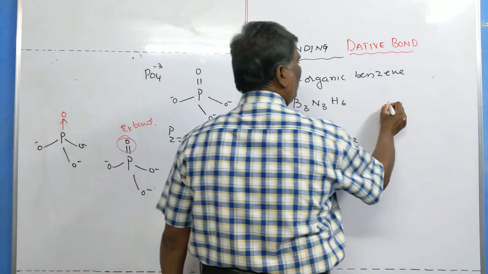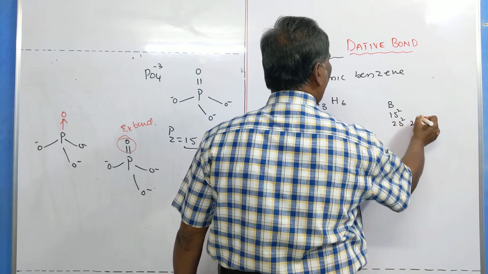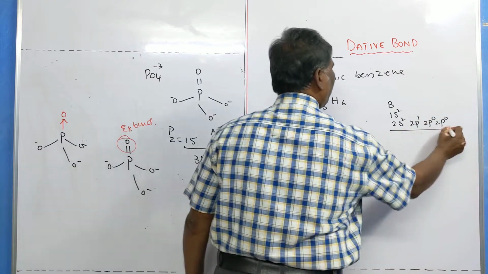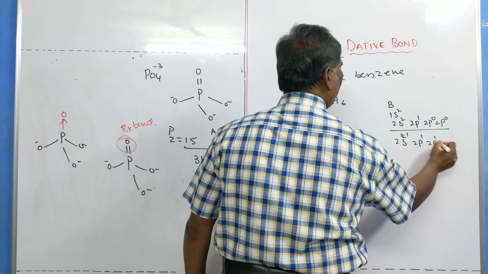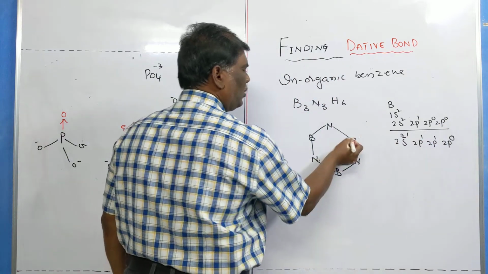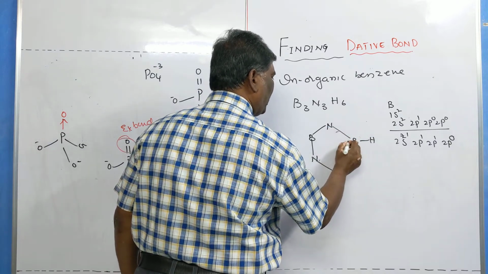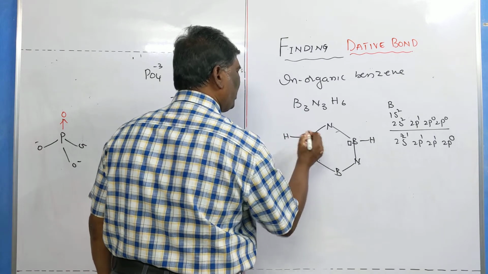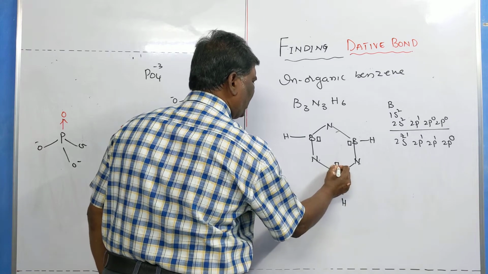What about boron? Boron configuration is 1s2, 2s2, 2p1, 2p0, 2p0. Now in the excited state, 2s is promoted to the vacant orbital. Thus it is making how many bonds? 3 bonds. 1 bond, 2 bonds, 3 bonds, still it is having a vacant orbital.